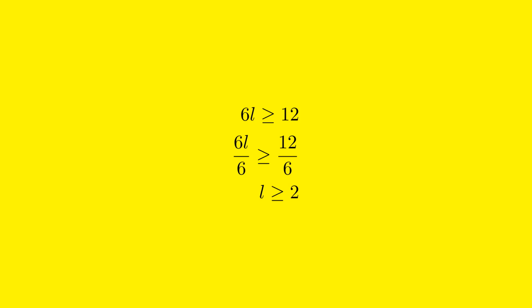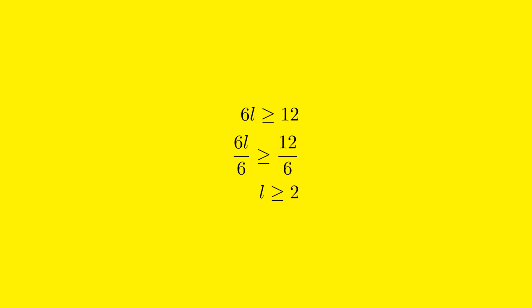In interval notation, this solution can be written as bracket 2, comma, infinity bracket, where the bracket before the 2 indicates that the 2 is included in the solution, and the bracket after infinity signifies that infinity itself is not a number, but the interval goes on indefinitely. This concludes step 2, which is also the final step, since we have completely isolated L and solved the inequality.